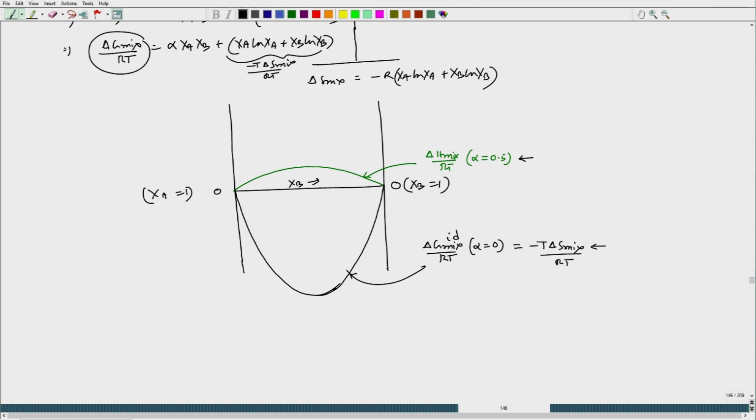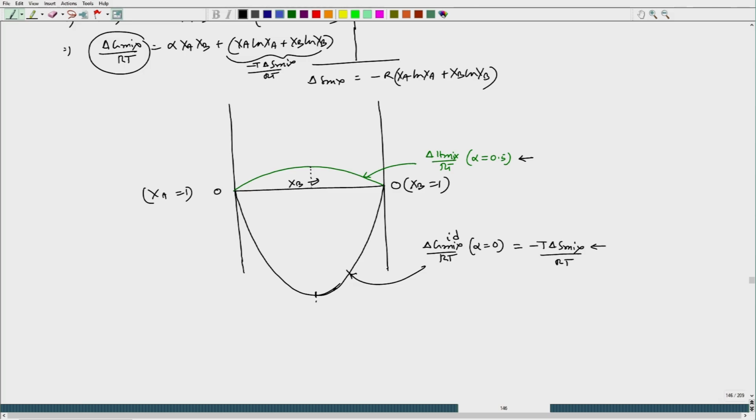Now, if it is that, then the del G mix by RT when alpha equal to 0.5 will move upward actually. Still it will be convex downward, because if I consider both the plots, delta G H mix by RT and delta G mix Id by RT, both these plots are symmetric over the composition range. In fact, if we try to look at the peak value, this will be the peak value, which is at 0.5, here also this is the peak value, which is 0.5 of x b.